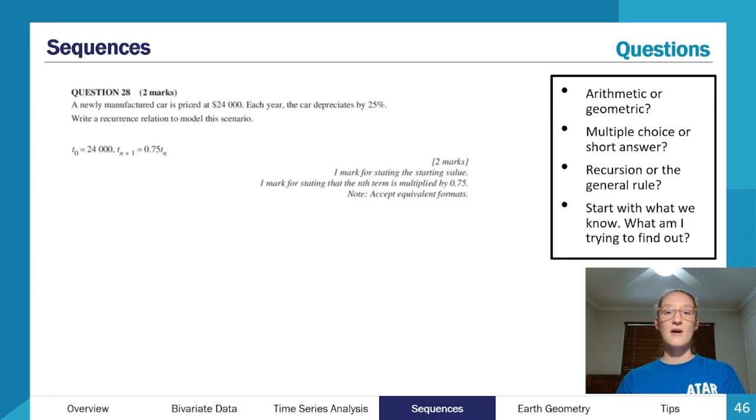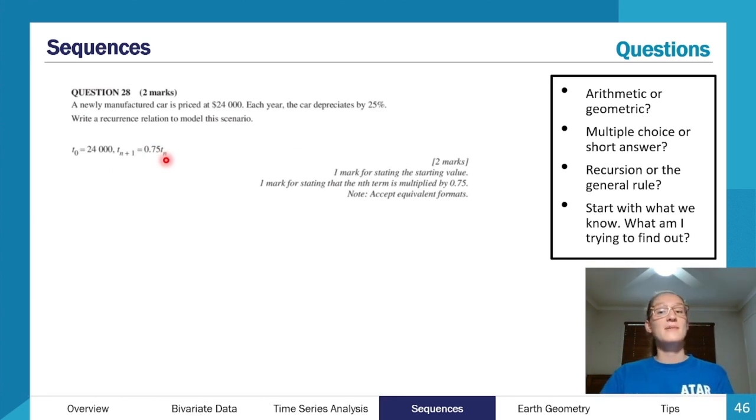And then another helpful thing to help you step through a sequence type question is to always start with what you know. Here, we can see that a newly manufactured car is priced at $24,000. Each year the car depreciates by 25% and we're writing a recurrence relation. So this is what they've written here. They said T0 equals 24,000, our starting value, and then we've got Tn plus 1 equals 0.75 Tn.